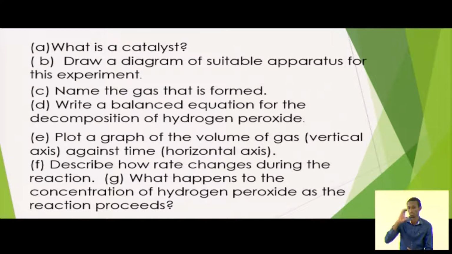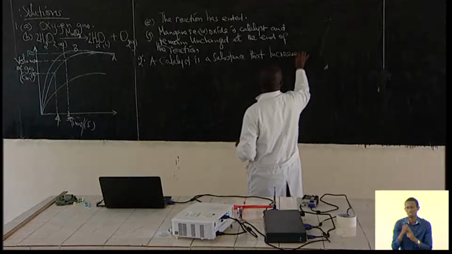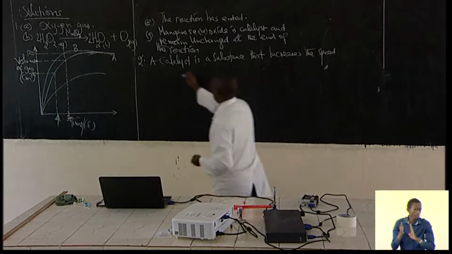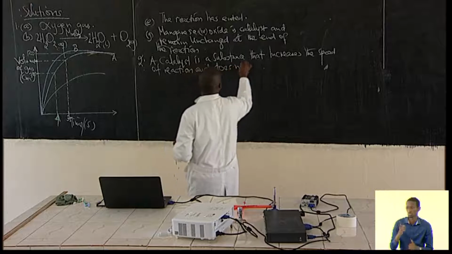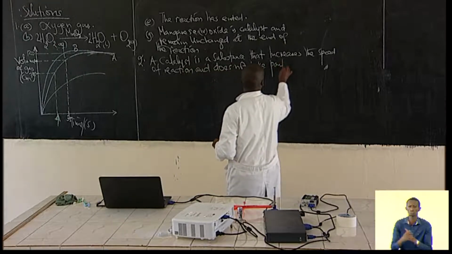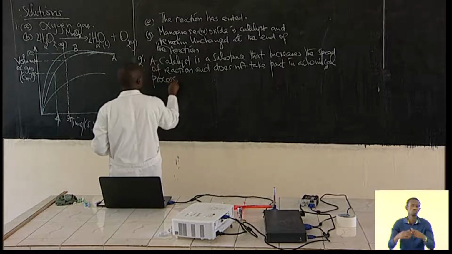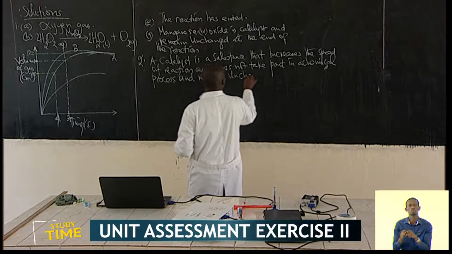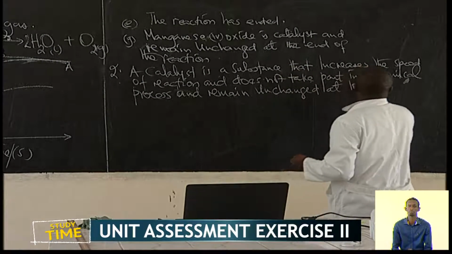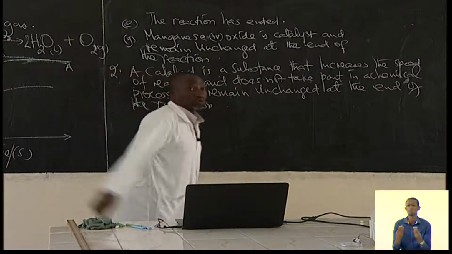A catalyst is a substance that increases the speed of reaction and does not take part in a chemical process and remains unchanged at the end of the reaction. That is simply it. We had talked about this one several times.